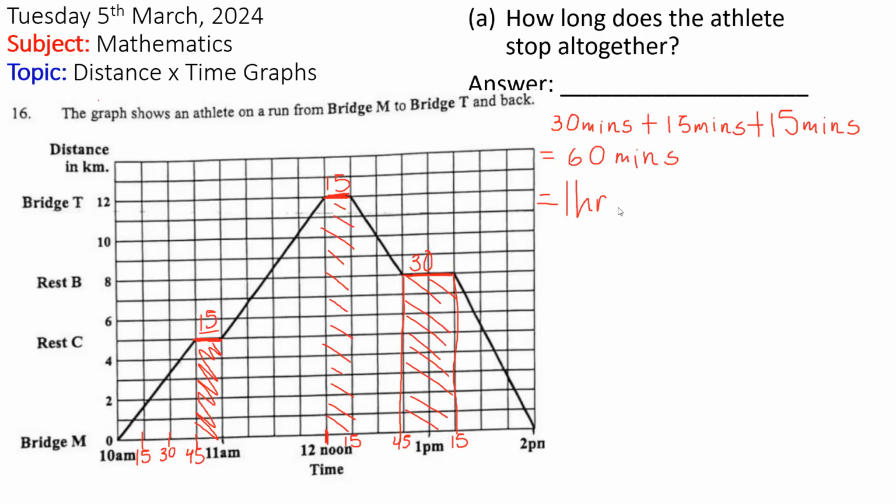You got 1 hour by adding all the times that the person rests all together. You got it by adding 15 plus 30, which is 45, and then add the next 15, which is 60, and 60 minutes equals 1 hour. Very good.